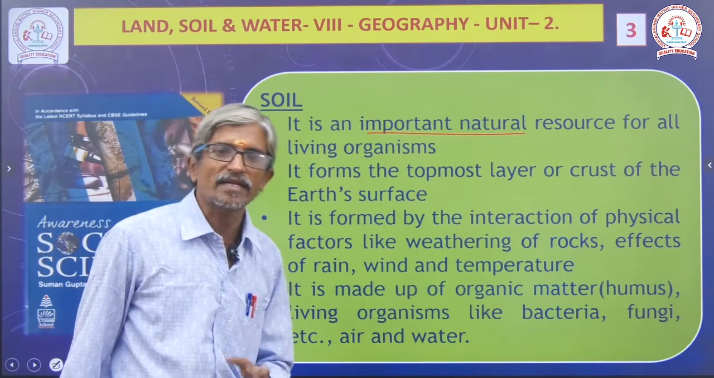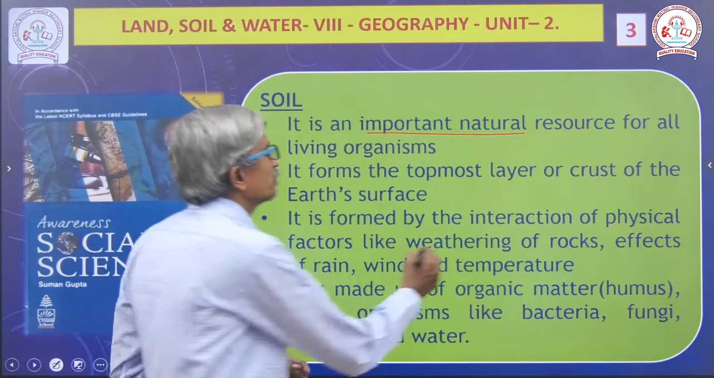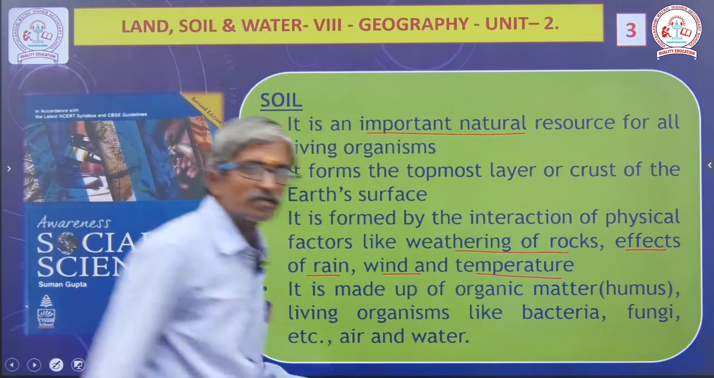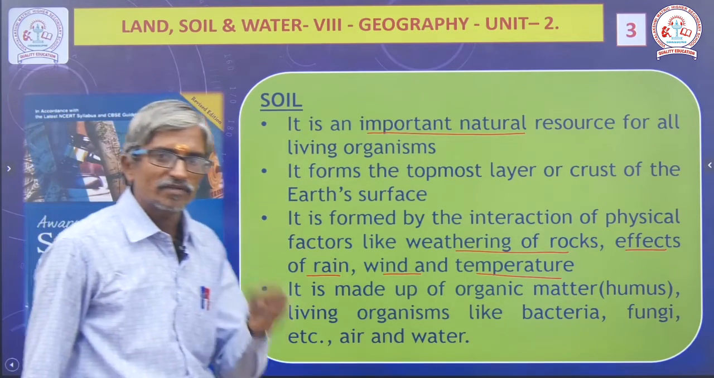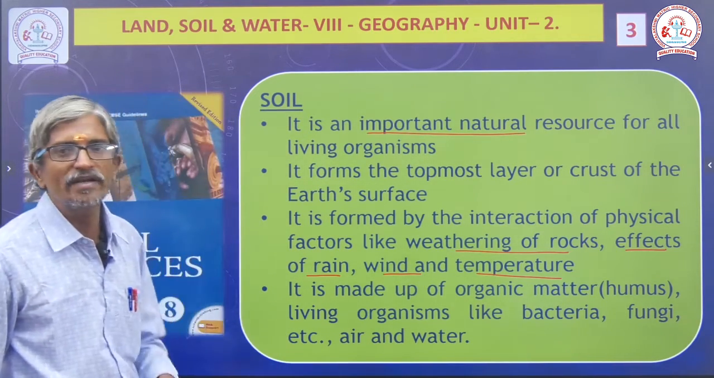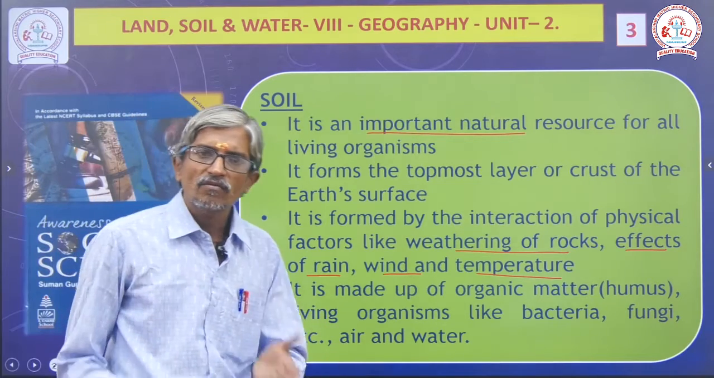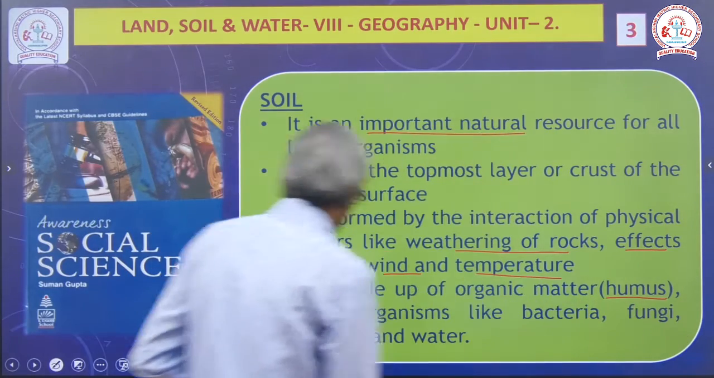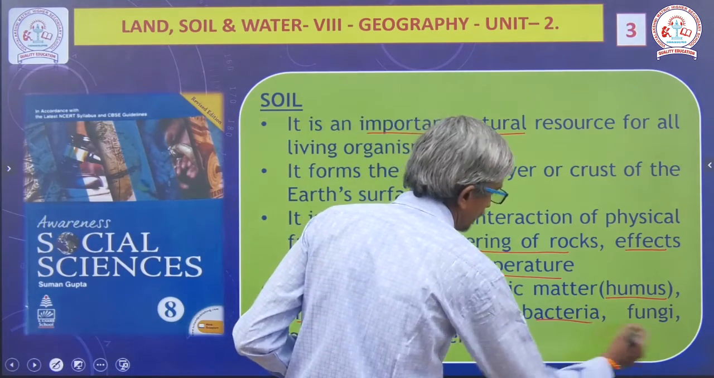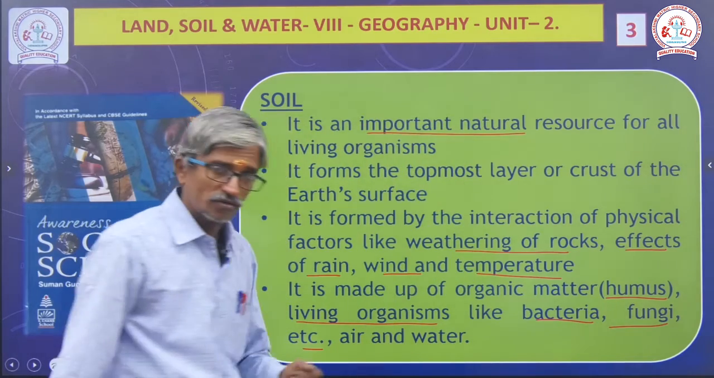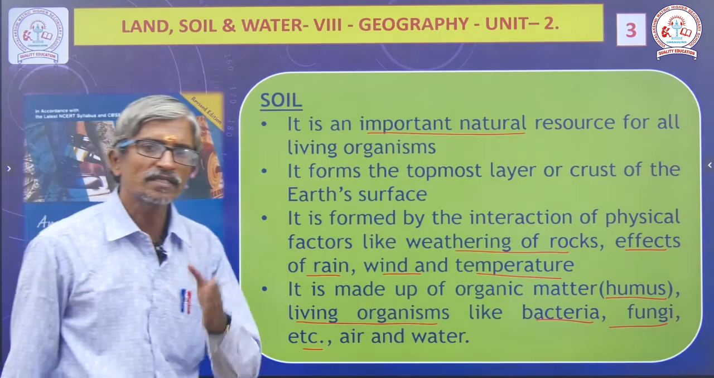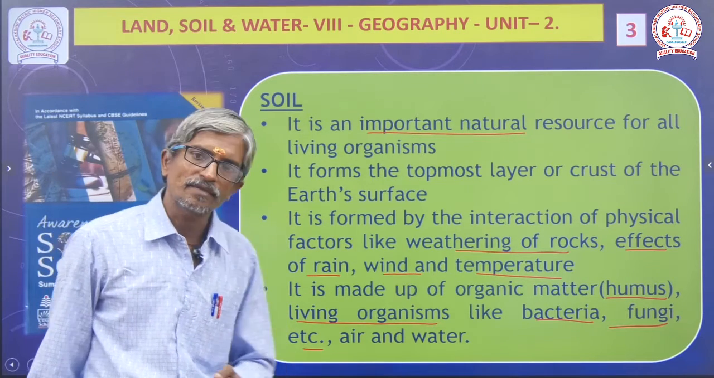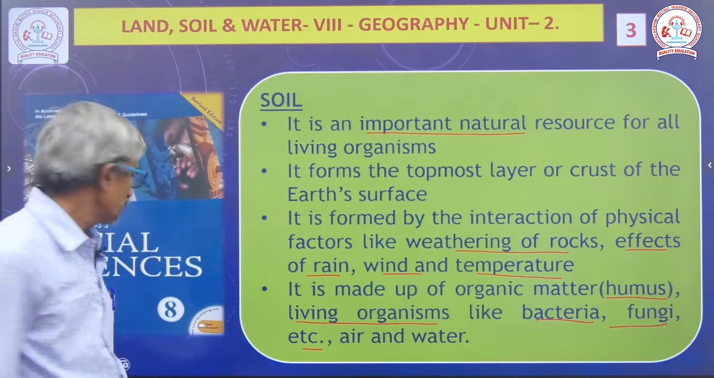It is formed by the interaction of physical factors like weathering of rocks, effects of rain, wind and temperature. These are the basic things. Number 1, weathering of rocks. Number 2, effects of rain. Number 3, wind. And number 4, temperature. Next, what does it consist of? It is made up of humus, living organisms like bacteria, fungi, etc., and also air and water. These are the things available in it.